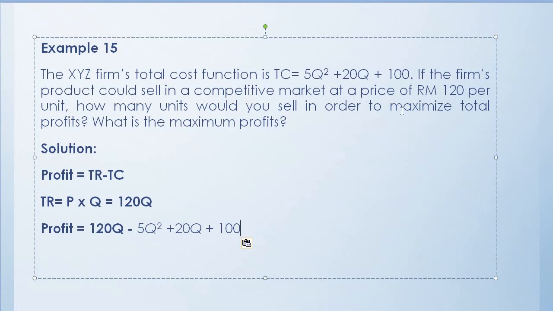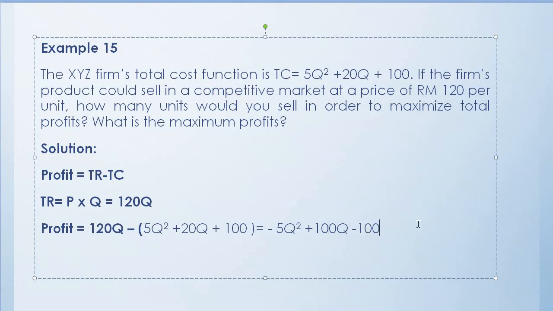And since the question asks how many units would you like to sell in order to maximize the profit, which means that we have to differentiate this. Okay, so this is equal to negative 5q squared plus 120 minus 20, will have 100q, then negative, positive, negative.